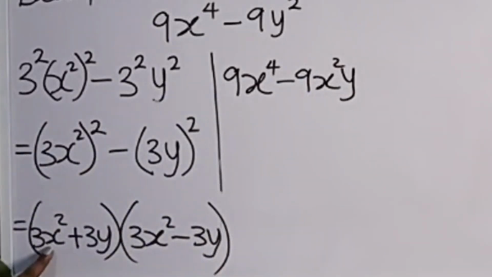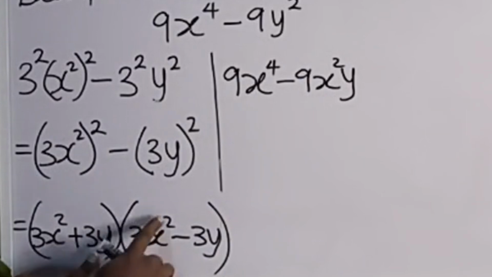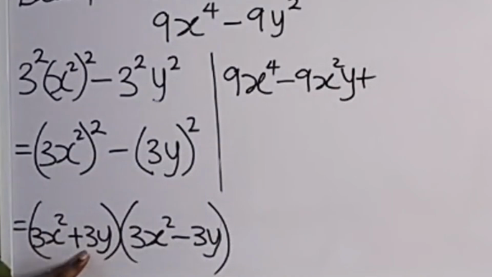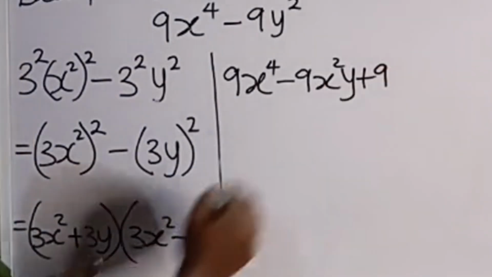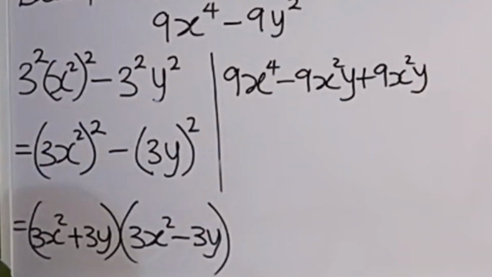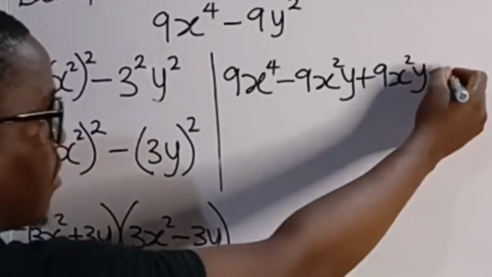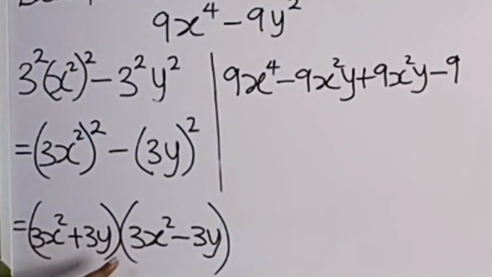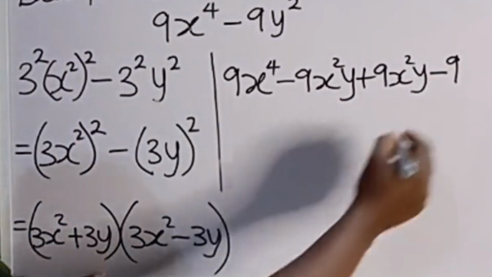So we are done with this. Now we multiply with this. 3y multiplied by 3x squared. Positive multiplied by positive gives you positive. 3 multiplied by 3 gives you 9. Y multiplied by x squared gives you x squared y. Okay? And finally, plus 3y multiplied by minus 3y. Positive multiplied by negative gives you negative. 3 multiplied by 3 gives you 9. And y multiplied by y gives you y squared.